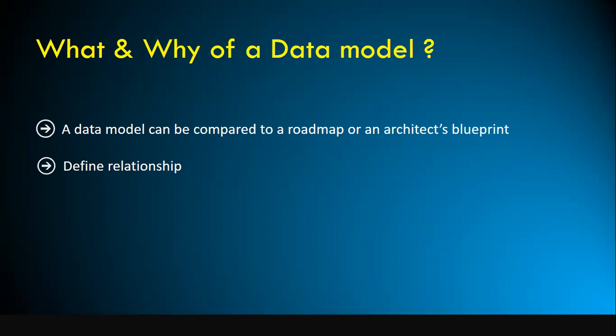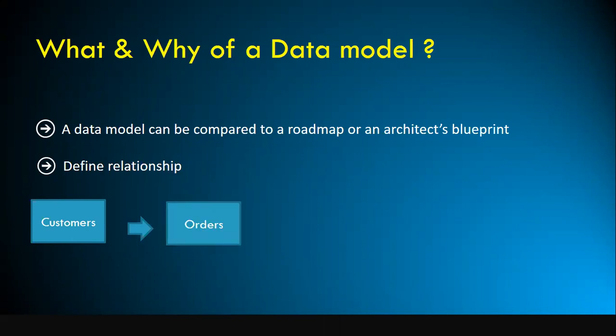Like I said, a data model can be compared to a roadmap or an architect's blueprint. As part of this, we define the relationships between the tables. For example, I have a customer table. What is the relationship between the customer and orders? Customer places the orders. What do they order? Products, and products fall under different categories. There is a relationship here. A customer orders products under different categories across stores.